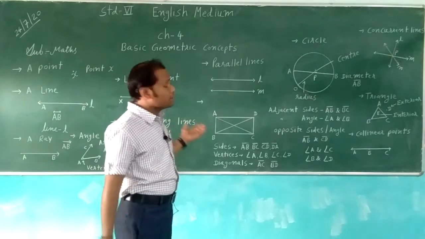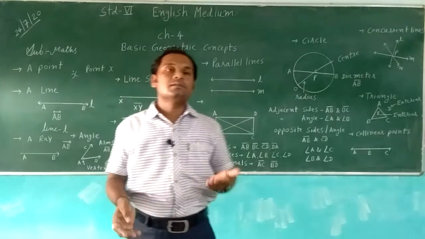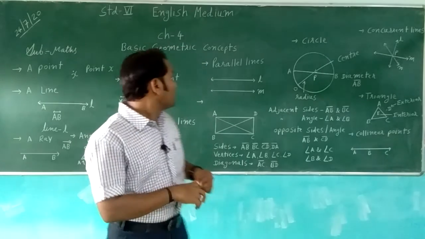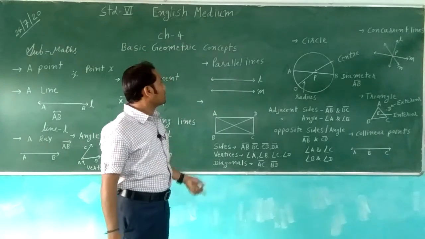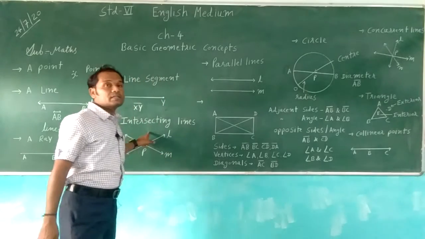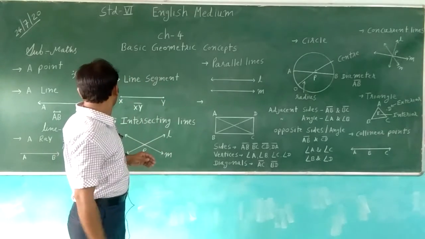Then you understand what are called parallel lines. Parallel lines never meet each other, passing together but never meeting. They are called parallel lines. And intersecting lines intersect with each other.